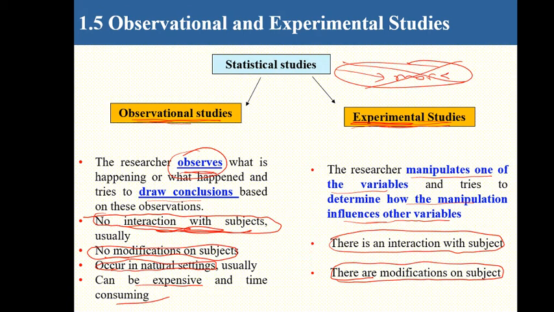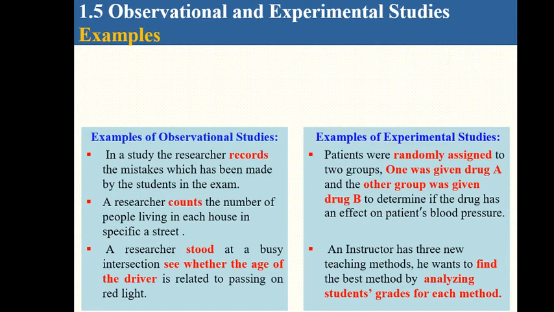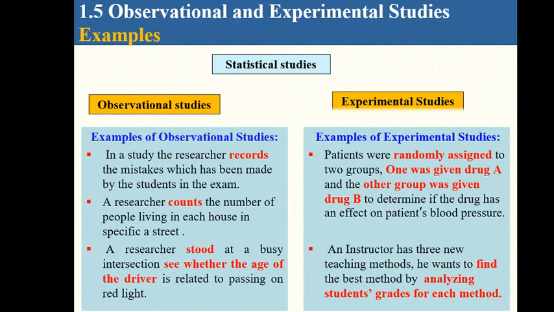Then here are some examples of them. Now, in observational studies, for example, in a study, the researcher records the mistakes made by the students in the exam. This is just observational, like all the guys wrote their answers and made their mistakes. We don't have any relation with them now. We just look at their papers.